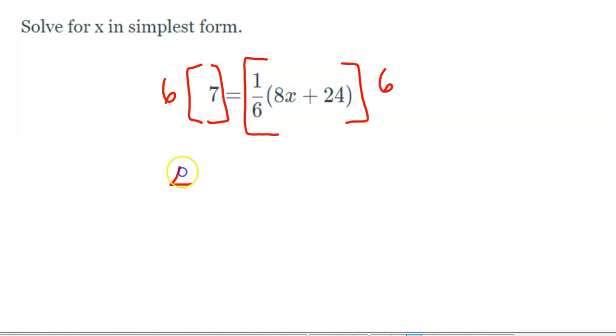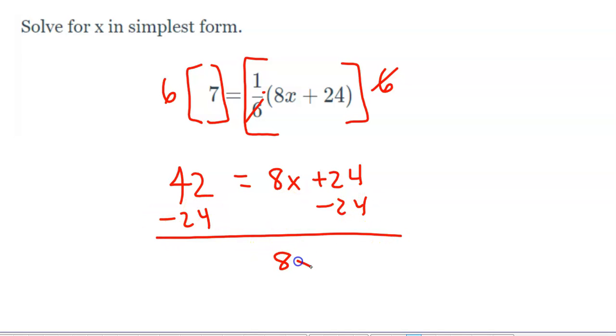And when I do that on the left-hand side, I get a 42. But on the right-hand side, since I have this one term with these two factors, this 6 times this 1/6 will cancel each other out, resulting in a 1. So that's 1 times the quantity 8x plus 24, and 1 times anything is itself. So now I have an equation without a fraction. Use my inverse operations, and then I can finish this question here.